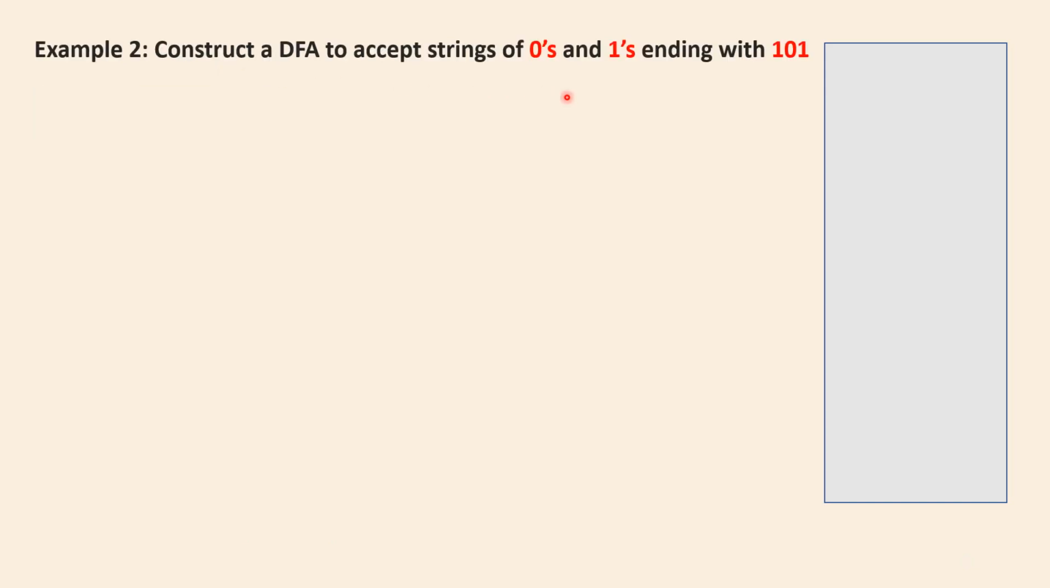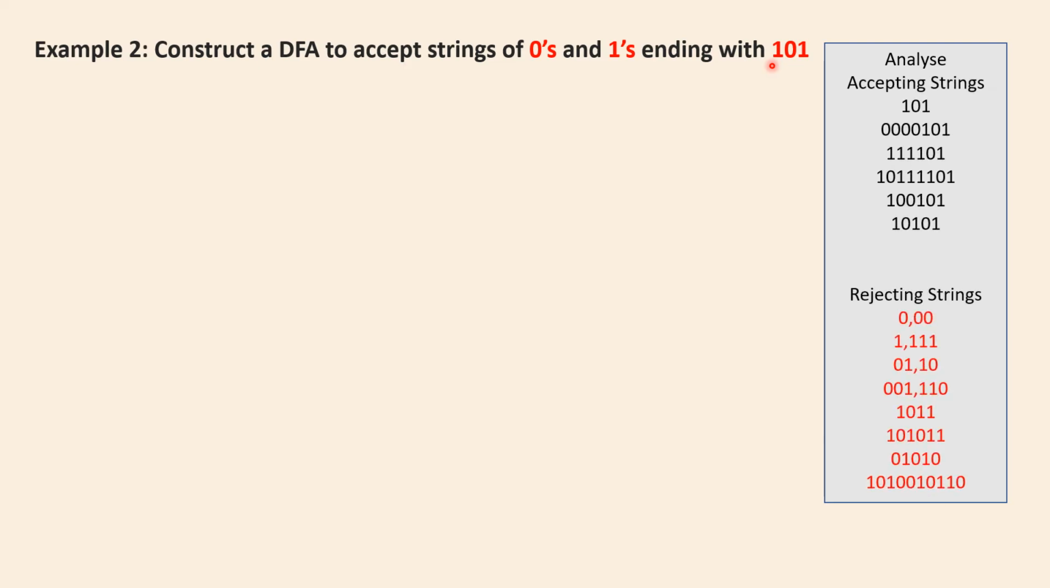Let us look at another example here. Construct a DFA to accept strings of zeros and ones ending with 1, 0, 1. So let us analyze the accepting and rejecting strings. The minimum string is 1, 0, 1, so 1, 0, 1 should be accepted by the DFA. N number of zeros ending with 1, 0, 1, n number of ones ending with 1, 0, 1, or any combinations of ones and zeros that end with 1, 0, 1 should be accepted by the DFA.